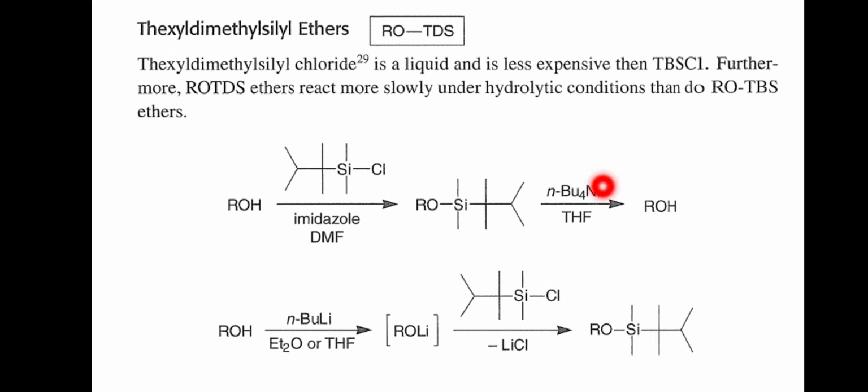So these are the 2 methods by which you can do this TDS protection. Either use imidazole as a base, or you can use butyl lithium as a base. You form the RO-Li and then you react it with this compound, the TDS chloride, and then you will get the product.